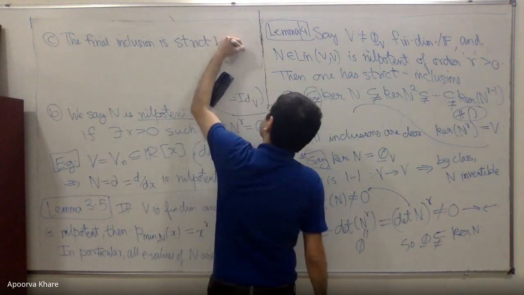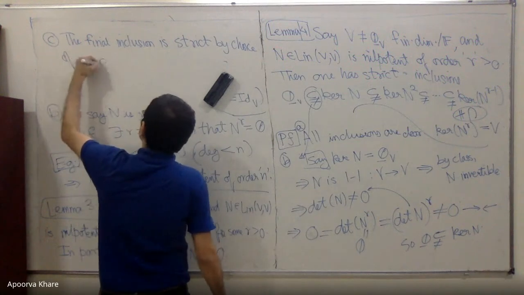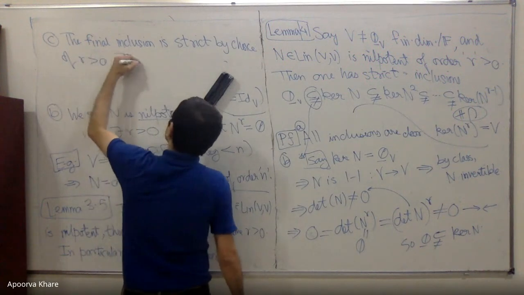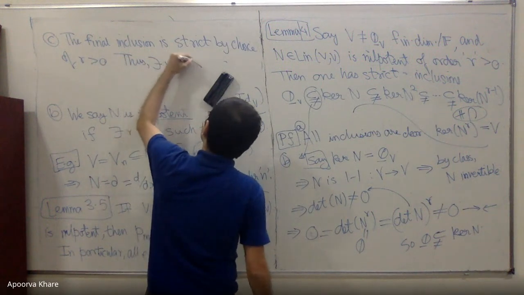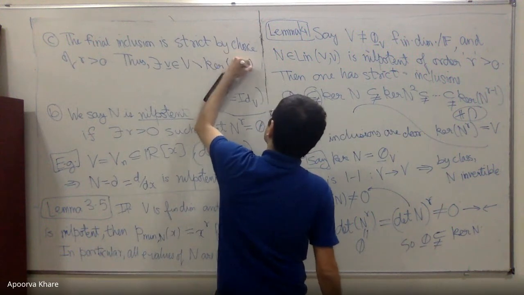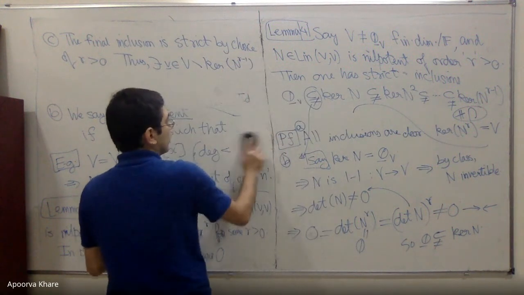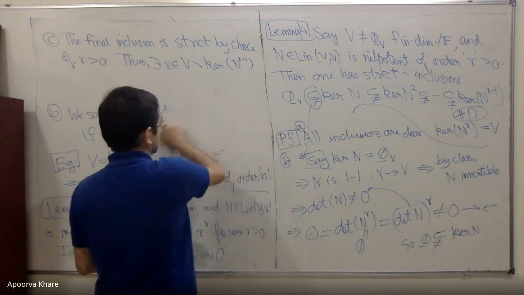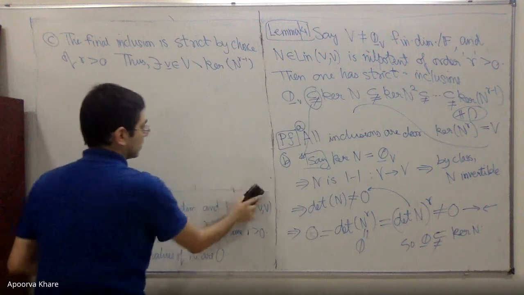By choice of r, there exists some vector v belonging to V minus the kernel of n to the r minus 1. That means n to the r minus 1 times v is non-zero, but of course n to the r kills all of the vector space, so it also kills v. But now what I do is the following.